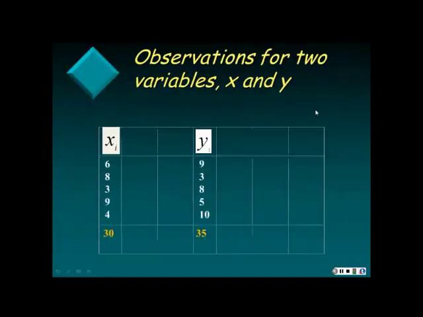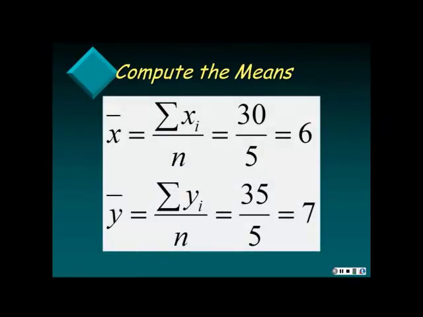We've got observations for 2 variables, x and y. I didn't do it here because I just want to focus on the calculations. But really what I should have done in the first case was draw a scatter plot to just get a graphical representation of this. Anyway, compute the 2 sample means. Got 6 and 7.